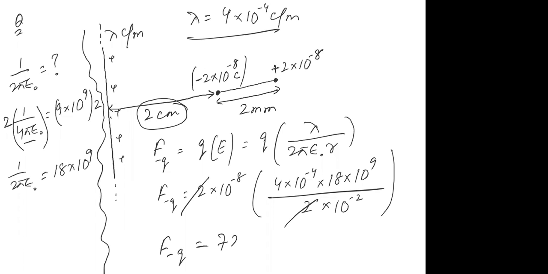This will become 72 multiplied by 10 to the power 9, and 10 to the power minus 8 will become 10 to the power 1 into 10 to the power minus 4, and 10 to the power minus 1 will become 10 to the power minus 3, 10 to the power minus 2. This will become 72 into 10 to the power minus 1, or this will become equal to 7.2 Newton.